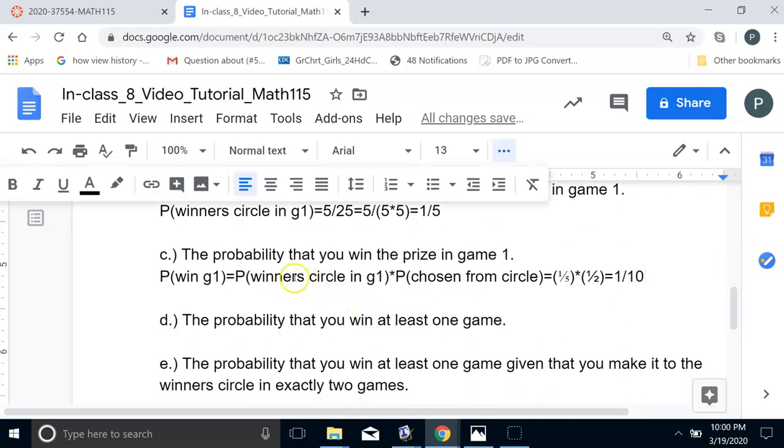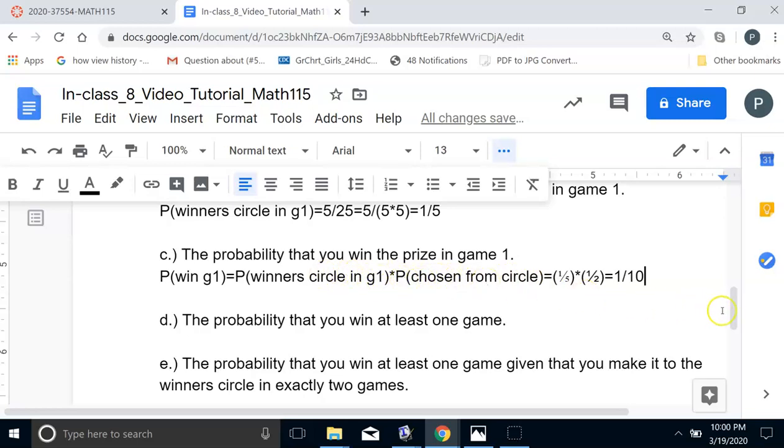And we're multiplying the winner circle in game 1 times chosen from the circle because they're independent events. The probability that you make it to game 1 does not affect the probability that you're chosen from the circle. They're independent events, so you multiply them.